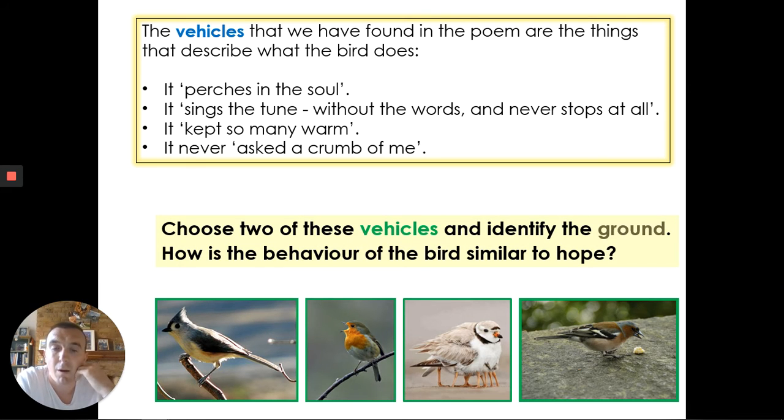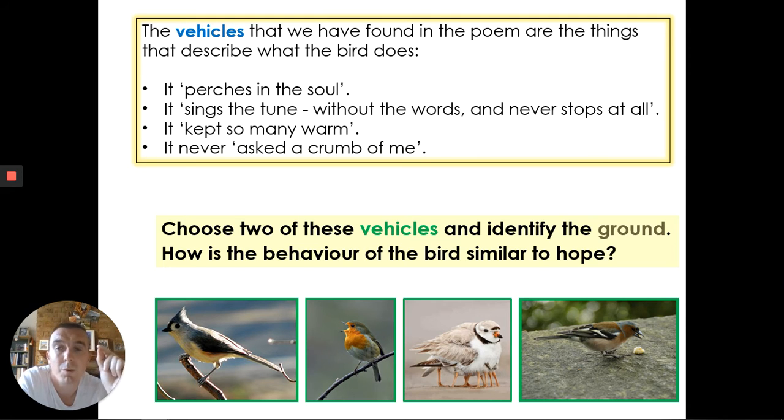So now we need to think about why. So what's the ground? What's the thing that joins these two together? What is it that joins together hope and the actions of these little birds? So from the four which we underlined, I'd like you to have a go at identifying what the ground might be. Now you could just write this on your poem or write this on a sheet of paper. How is the behaviour of the bird similar, or could be seen as similar, to what hope is?